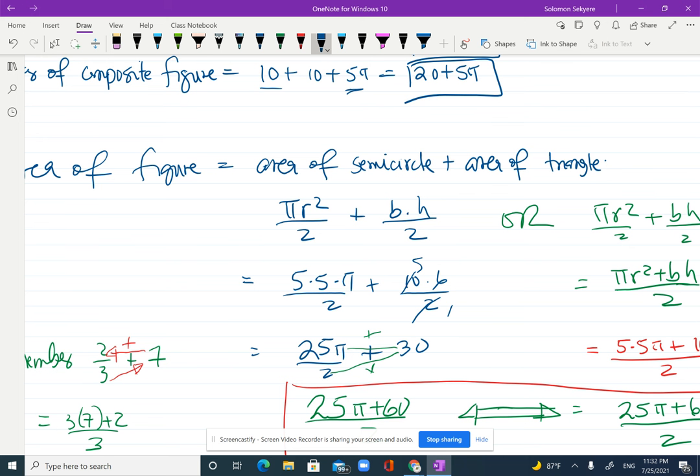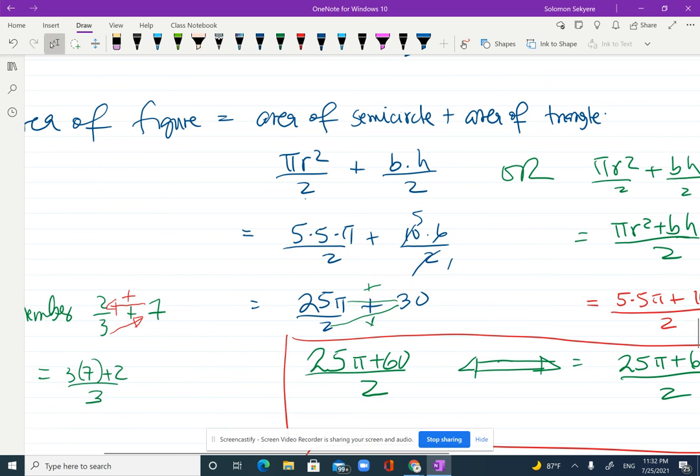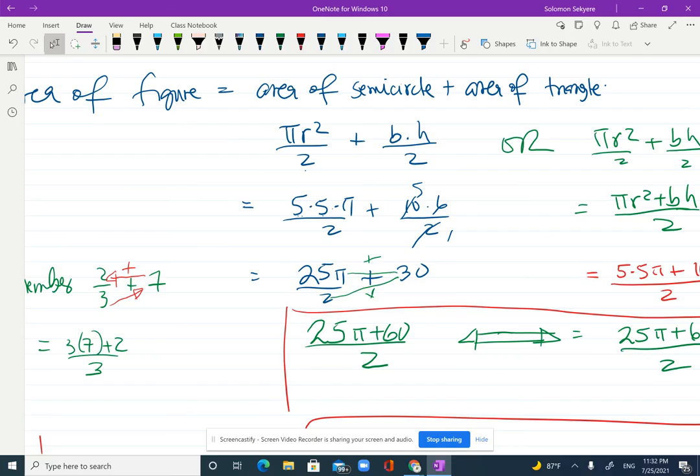The area of the figure is the area of the semicircle plus the area of the triangle. Area of a circle is pi r squared. For a semicircle, we divide by 2. Area of a triangle is base times height over 2. So we just plug in the numbers. Pi times radius squared over 2. You do the same thing over here. And then you're left with 25 pi over 2 plus 30.